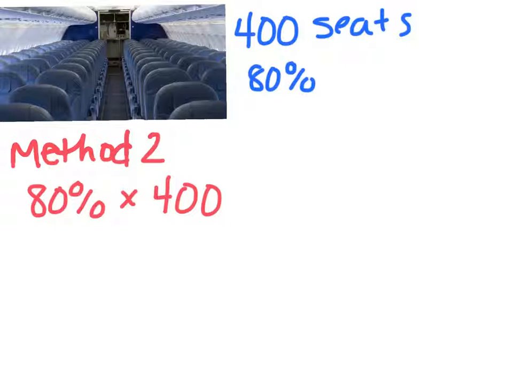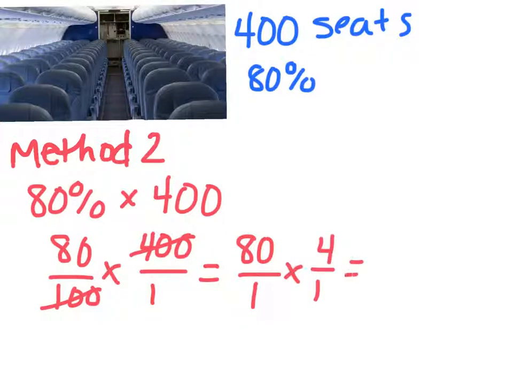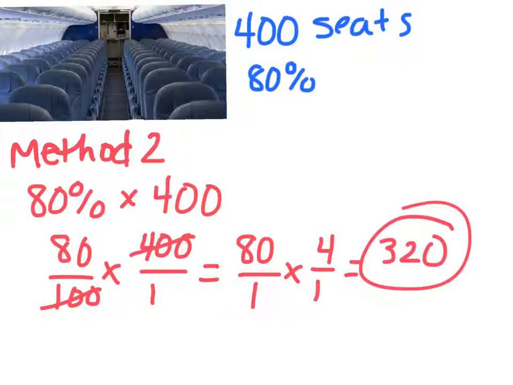To solve this, we'll convert our 80% to a fraction, 80 over 100, times 400. You can add the over 1 if it helps you to remember what you're supposed to multiply by what, but it isn't necessary. Now we cross-reduce, giving us equivalent fractions 80 over 1 times 4 over 1. 80 times 4 equals 320. So we came to the same answer in what I think is a much easier technique. We have 320 seats in the economy class cabin.